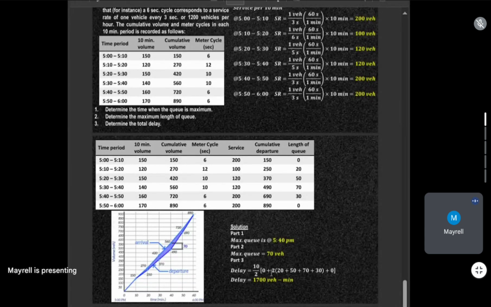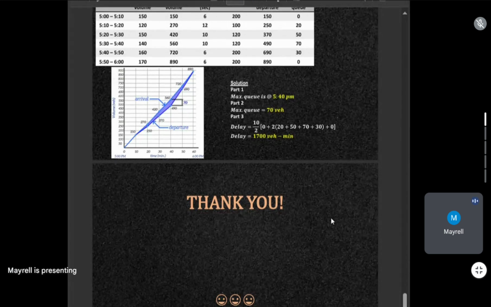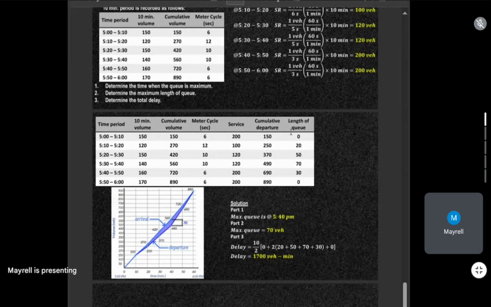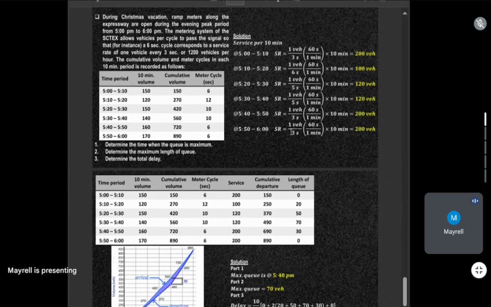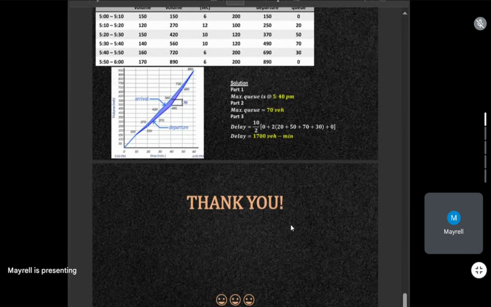So the delay, again, this is for 10 minutes divided by 2, then 0 plus 2 times those lengths of queue. So 20 plus 50 plus 70 plus 30 plus 0. So the delay is 170 vehicle-minutes. Okay, so that's the last example. So that's usually divided by the time and times the vehicle because mostly it's a two-lane road. So that's all for our example.